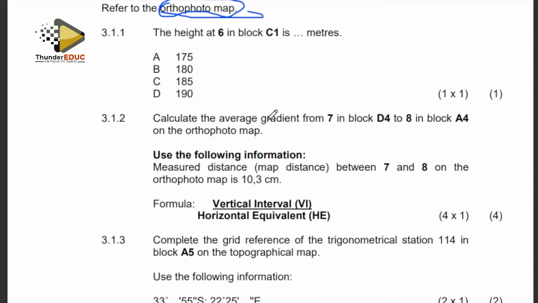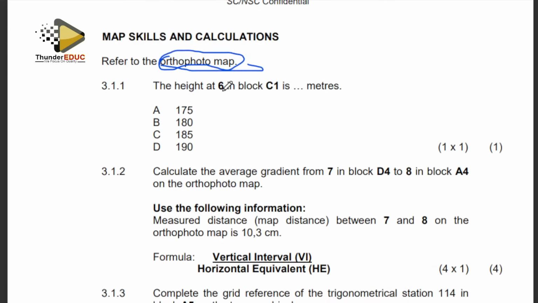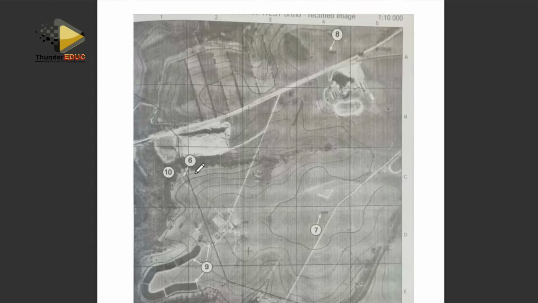Okay, let us look at the first question. They say the height at 6 in block C1 is dash meters. 6. We go to the map. 6 is here. 6 is pointing exactly at this contour line here. You see this contour line that is passing.